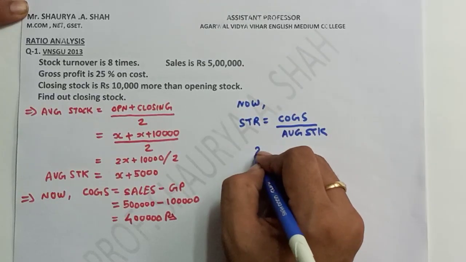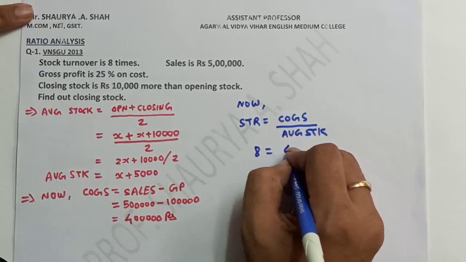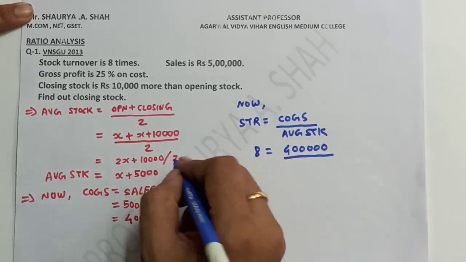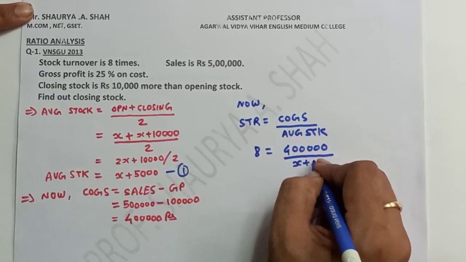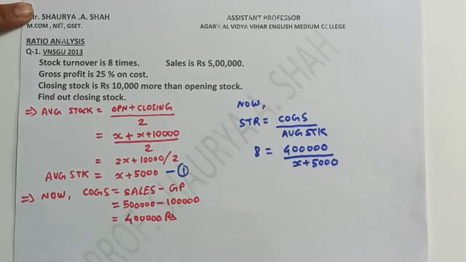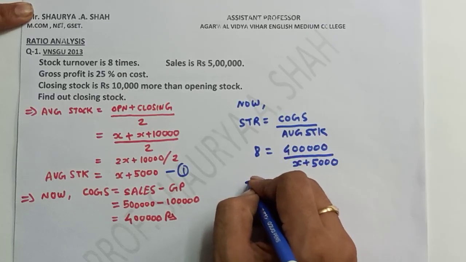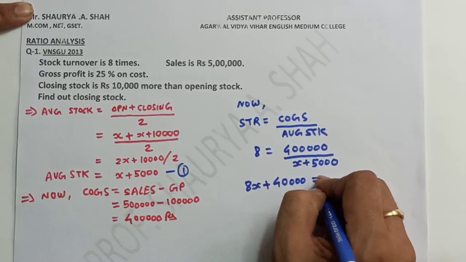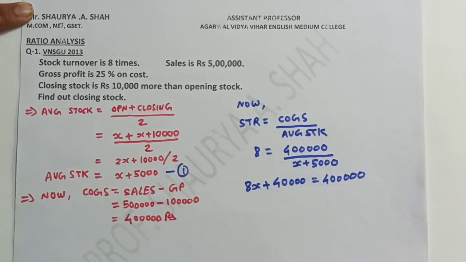Stock turnover ratio, answer I am having 8. Cost of goods sold, answer again we found out right now only 4 lakh. Upon average stock, I am having the equation, that is x plus 5000. So what I'll put is x plus 5000. Now multiplying it, if I take it on the left hand side, my answer will become 8x plus 40,000 is equals to 4 lakh.